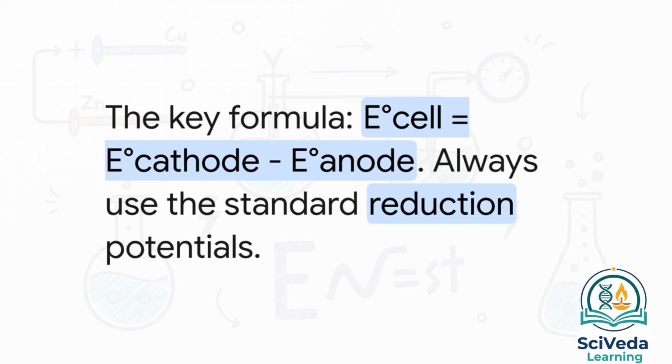Now here is a massive exam tip, so listen up. When you look at values in a data table, they will always be given as standard reduction potentials. You just plug those numbers directly into this formula. Don't flip the sign for the anode. The minus sign in the equation already takes care of the fact that oxidation is happening there. It's a common mistake, so don't fall for it.